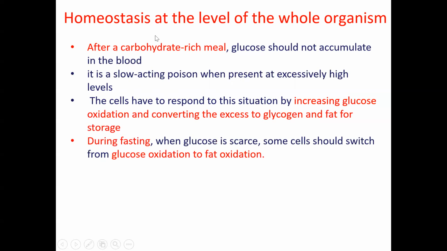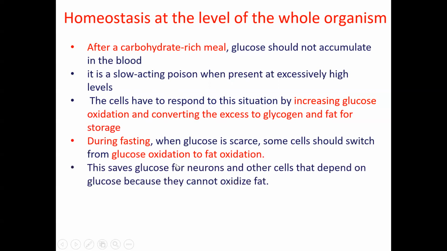So this is after a carbohydrate-rich meal, and the opposite happens during fasting. When we're fasting, there is very little glucose in the blood, and some cells will switch from glucose oxidation to fat oxidation in order to save the glucose for the neurons, because the neurons need primarily glucose, and other cells like the red blood cells depend on glucose because they cannot oxidize fat.